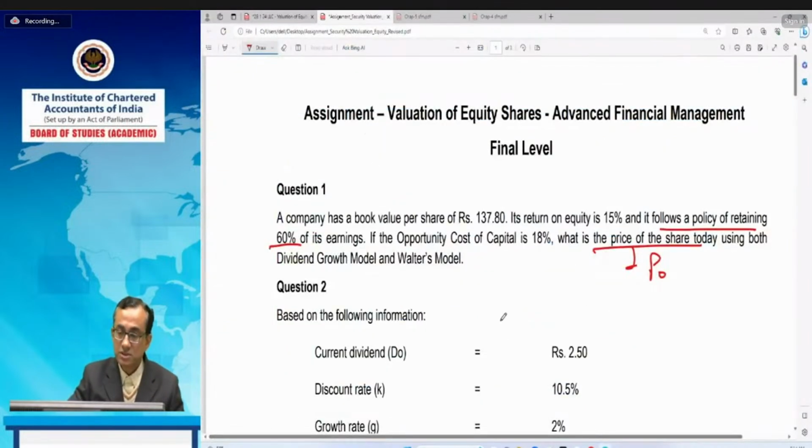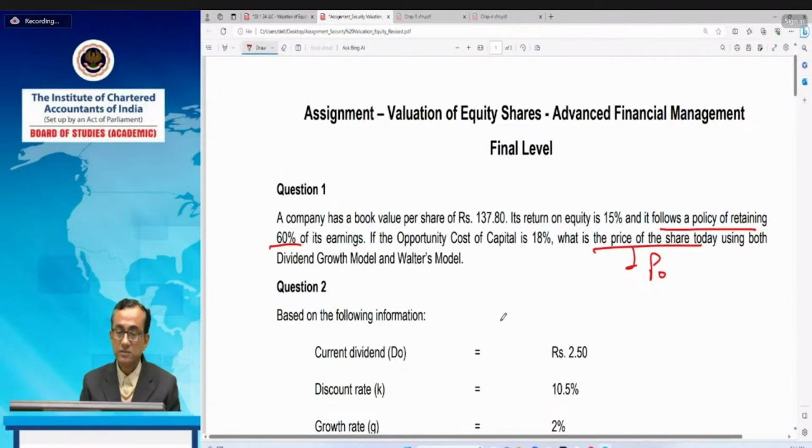In question number 1, the book value per share is given and return on equity is given. So the formula is D1 upon KE minus G. But in this case, D1 is not given and growth rate is not given. So first of all, we calculate the EPS from the book value per share. Book value is nothing but equity also. So equity per share is given, return on equity is given.